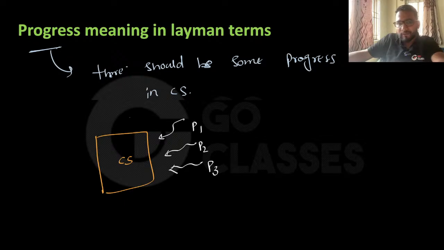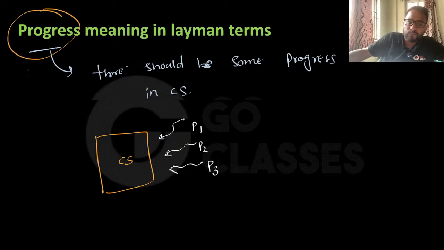Progress, in layman terms, is like, let's suppose there is a critical section and a few processes, let's suppose P1, P2, P3, want to enter this critical section, right? Then progress says that if in this critical section no one is there and someone wants to enter, then there should be some progress in this critical section, which means the critical section should not be just idle if someone wants to enter, right? So progress says that there should be some progress in the critical section. That's what progress says.